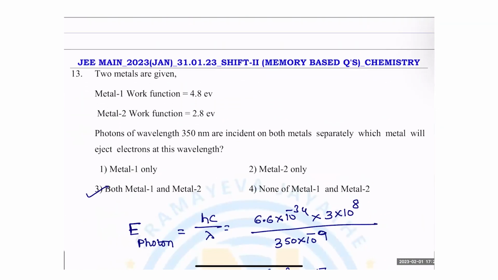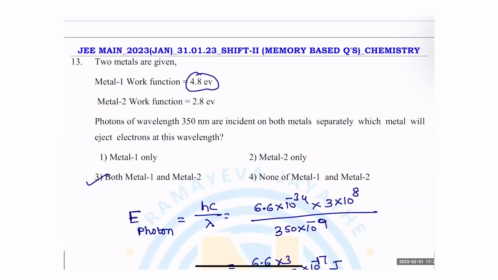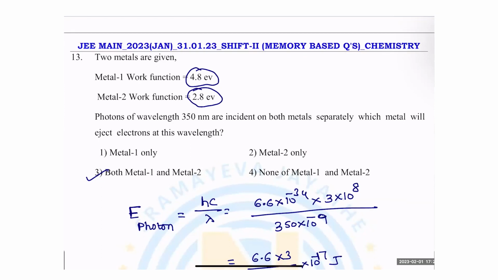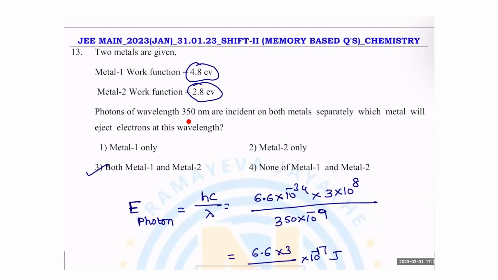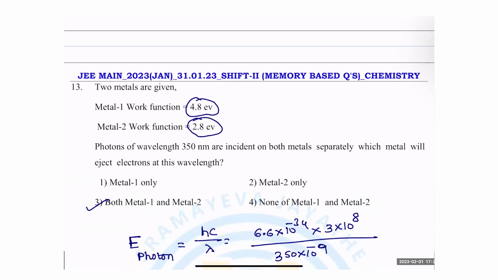Two metals are given. Metal 1 has work function 4.8 electron volts. Metal 2 has work function 2.8 electron volts. Photons of wavelength 350 nanometers are incident on both metals separately. Which metal will eject electrons at this wavelength? That means photoelectric effect. Photoelectric effect is possible when the energy of incident light is greater than or at least equal to the work function of the metal.